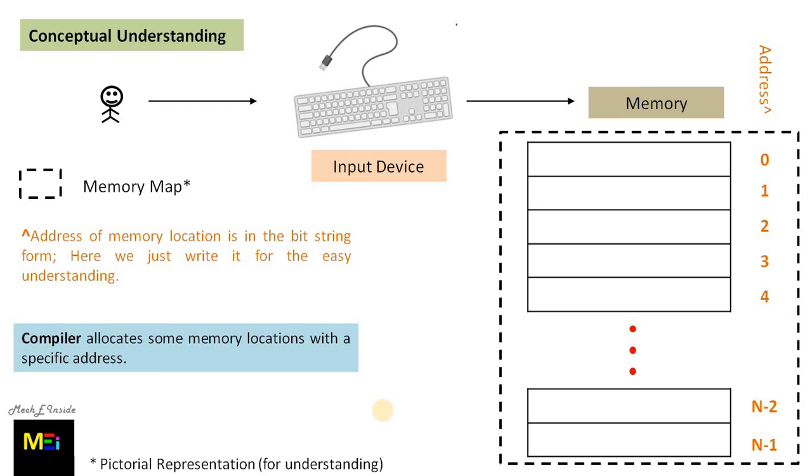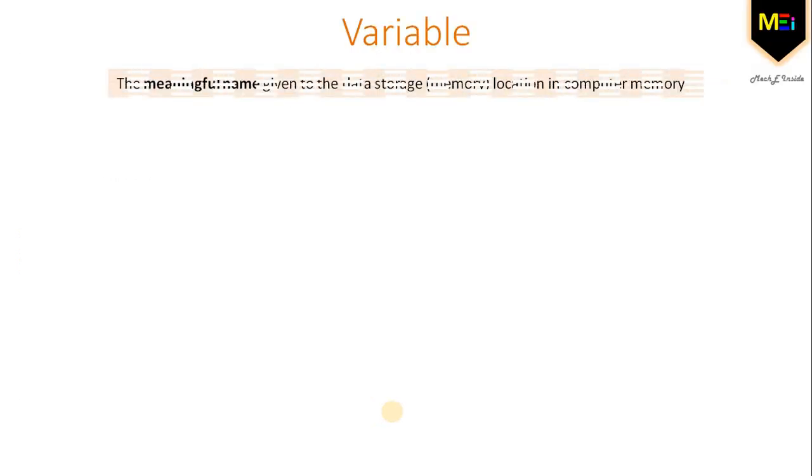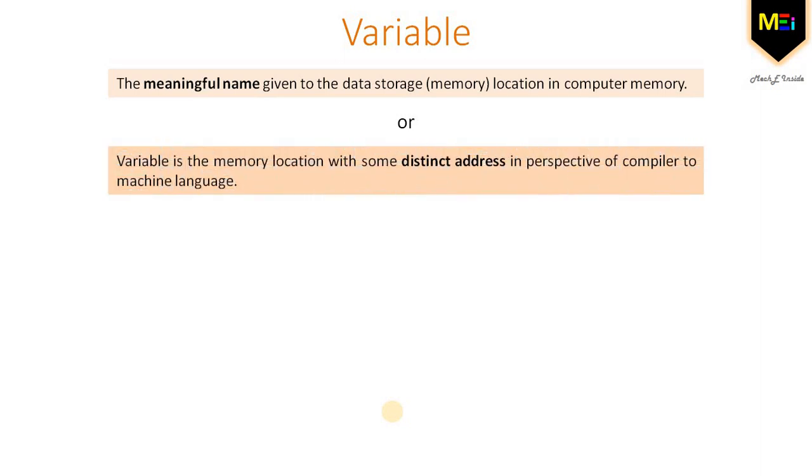So, for the solution of this problem, let me introduce the concept of a variable in programming languages. So, what are variables? The meaningful name given to a data storage or memory location in computer memory. Or, we can also say that a variable is a memory location with some distinct address, in perspective of the compiler to machine language. From both definitions, you can get the solution to the problem that we found during the conceptual discussion.